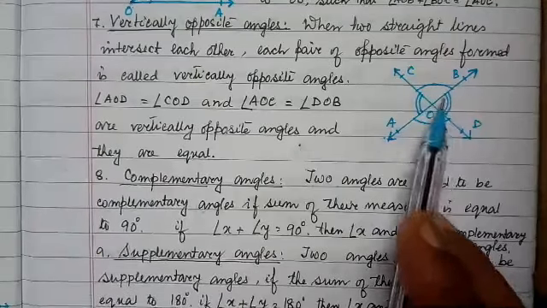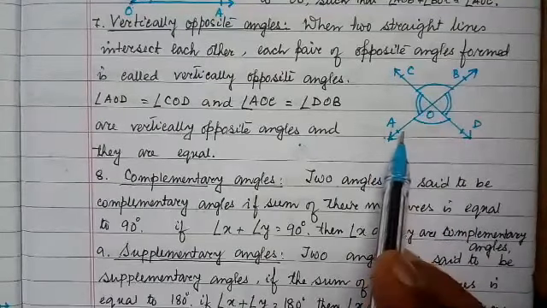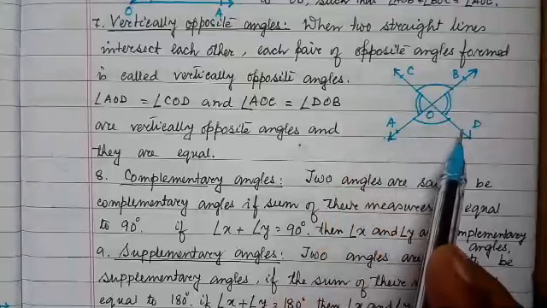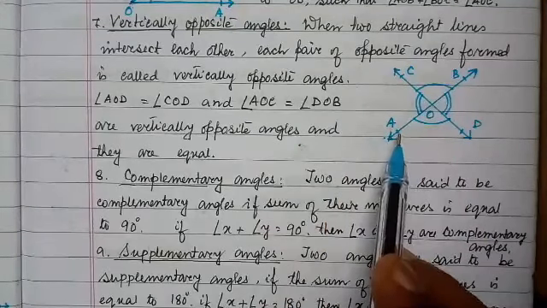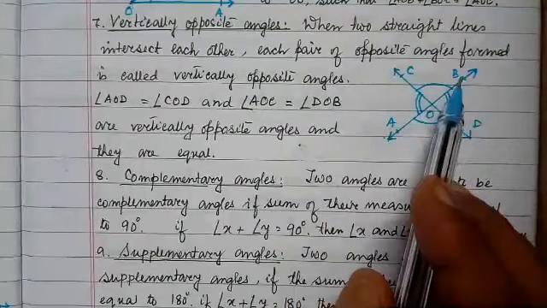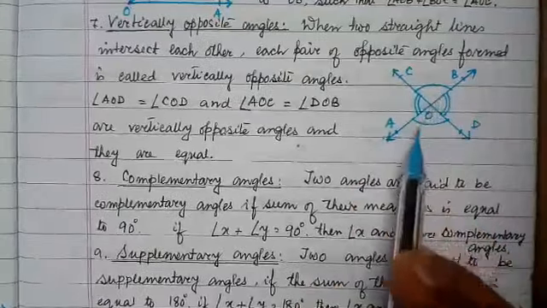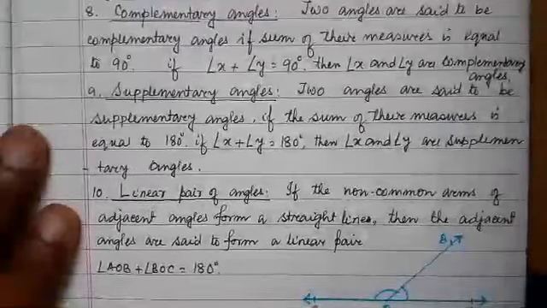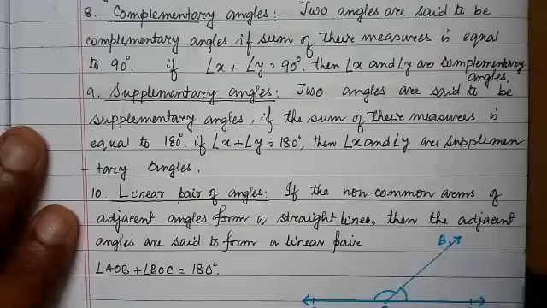And vertically opposite angles are equal. Here angle AOC is equal to angle BOD and angle AOD is equal to angle BOC, as they are vertically opposite angles. Now complementary angles.